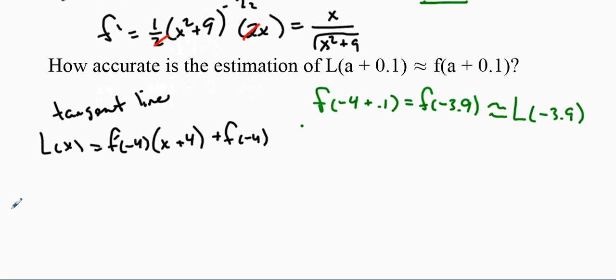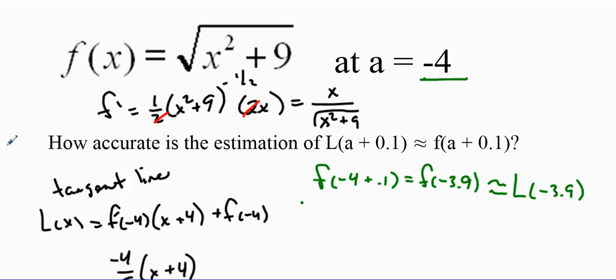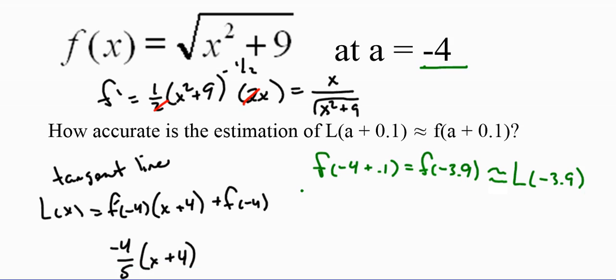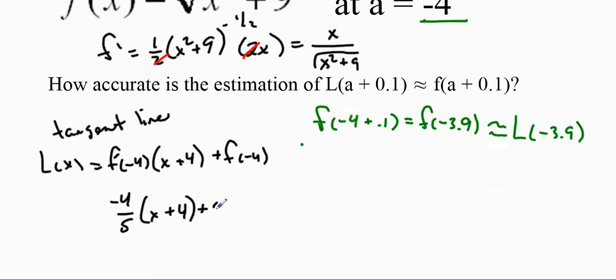Okay, so let's do that. We plug our -4 into here. We have -4 over the square root of -4 squared, which is 16, plus 9 is 25. So the square root of 25 is 5, which gives us -4 fifths. We're going to have that times x plus 4. And then we plug -4 into f: -4 squared is 16, plus 9 is 25, square root of 25 is 5. We add plus 5 here. All right, so that is what our line L of x is going to equal.